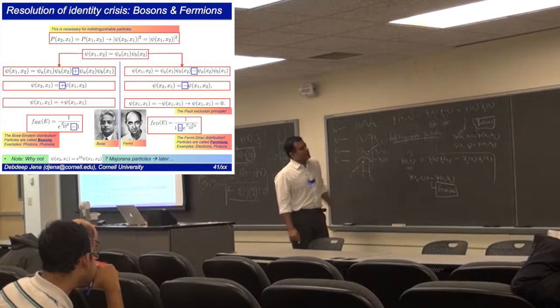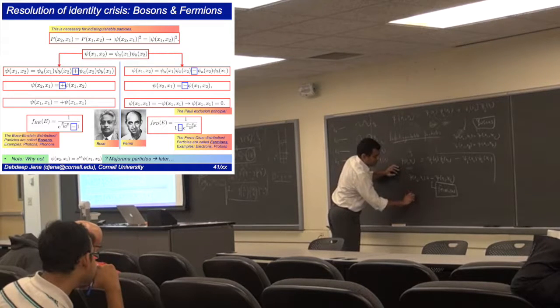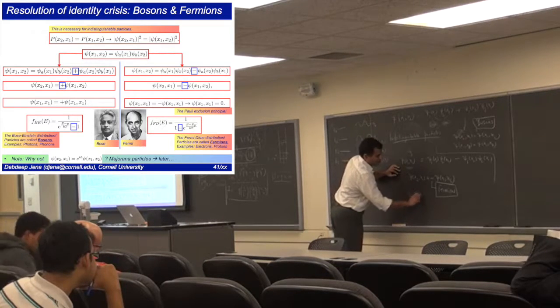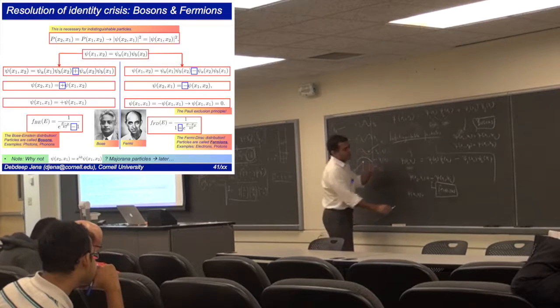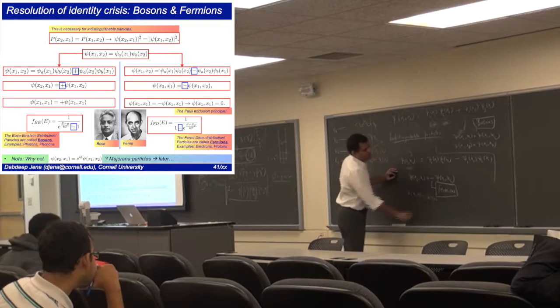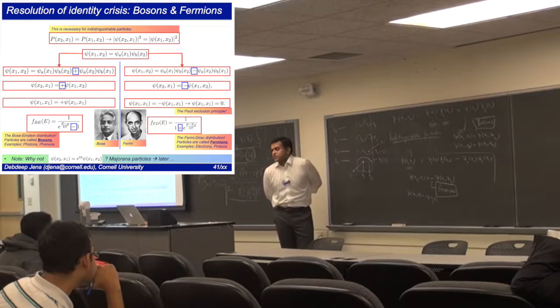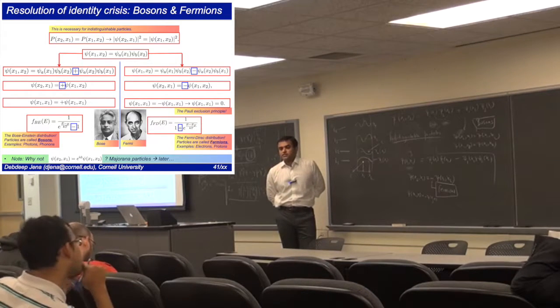On the other hand, for fermions, if you try to put two particles in the same point in space, or actually also in the same orbital, you see that psi of x1 comma x1 has to be equal to minus psi of x1 comma x1, which is very weird. It's saying the function is equal to its negative. Which function is equal to its negative? It's 0, identically 0.